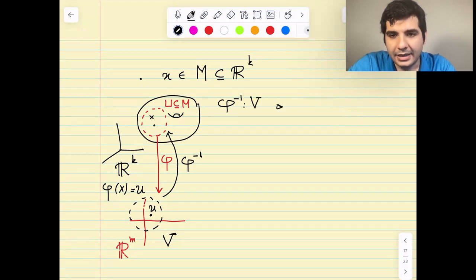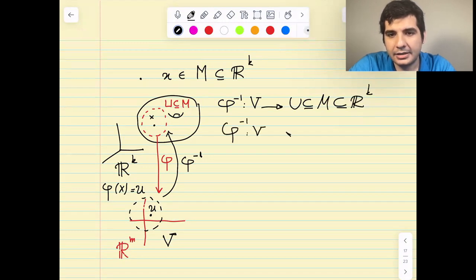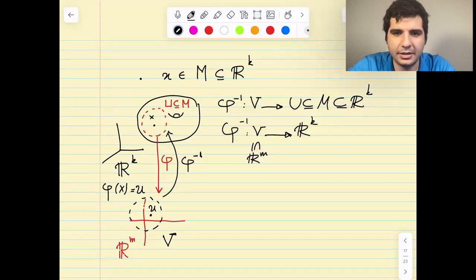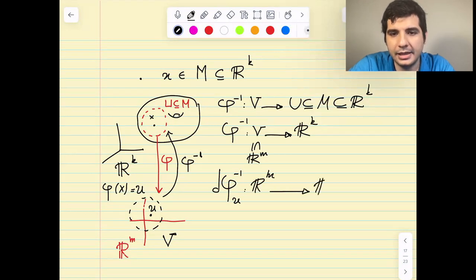So U is inside M, M is inside Rk, so phi inverse is defined on an open subset of Rm and the target is a subset of Rk. This is a map between Euclidean spaces, and we know the definition of the derivative of a map between Euclidean spaces. So look at the derivative of phi inverse at the point u. It's a map from Rm to Rk, right? It's a linear map.